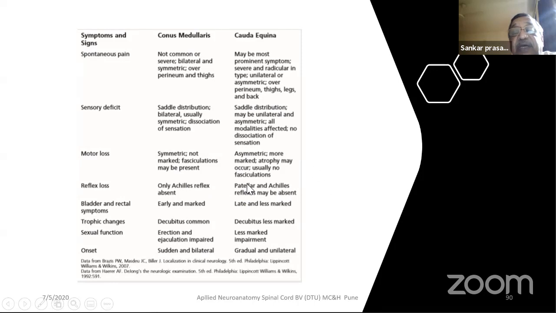In cauda equina both patellar and Achilles reflexes, that is knee and ankle jerks, are absent. Bladder and rectal function are lost early in conus medullaris, and they are late in cauda equina. So these are important things; in the examination, it will be asked. Sexual function, ejaculation and erection, are impaired in cauda equina; in conus medullaris they are less marked. And the onset is sudden and bilateral in conus, and gradual, unilateral, and chronic in cauda equina.